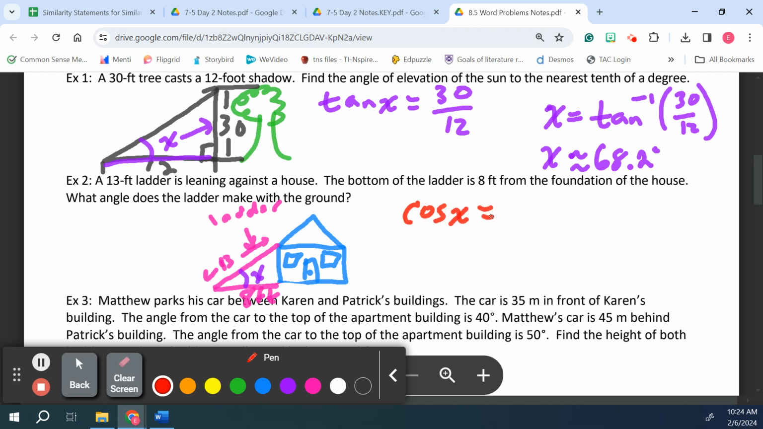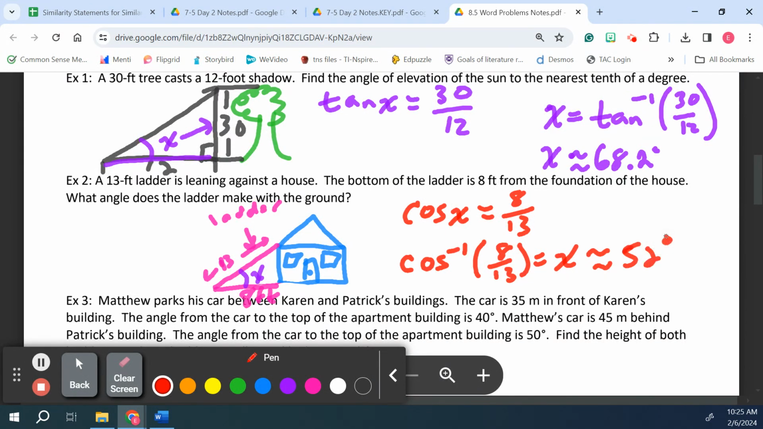All right, so it's going to be the cosine of x is equal to the adjacent 8 over the hypotenuse 13. Now we're finding an angle, so we're going to take the cosine inverse of 8 over 13. Someone tell me, what is that angle equal to? Rounded to the nearest tenth. Good. 52 degrees. Very good. Any questions on that? All right.